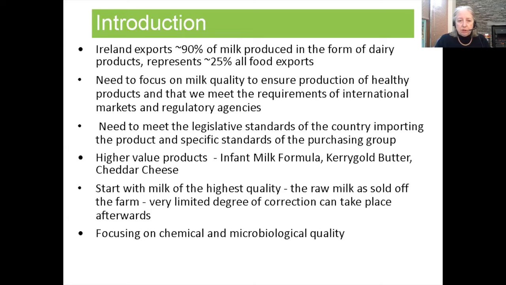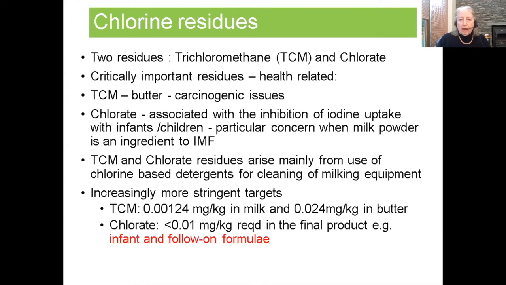But the main point here is that we need to start with milk of the highest quality. That is the raw milk as sold off the farm, because if it's not correct at that stage, there is only a very limited degree of correction that can take place afterwards. So in this presentation, we're focusing on the chemical and microbiological quality, and specifically on chlorine residues.